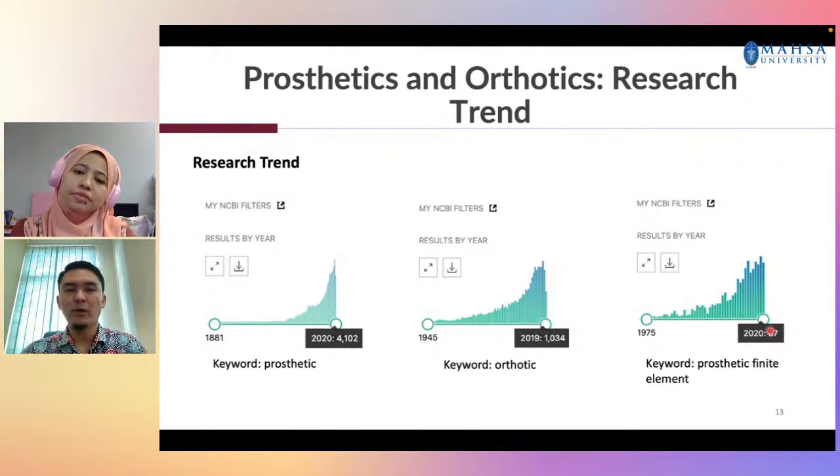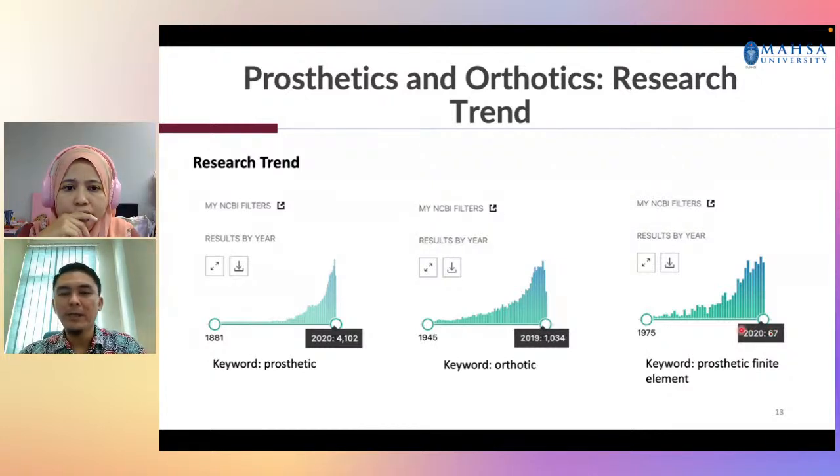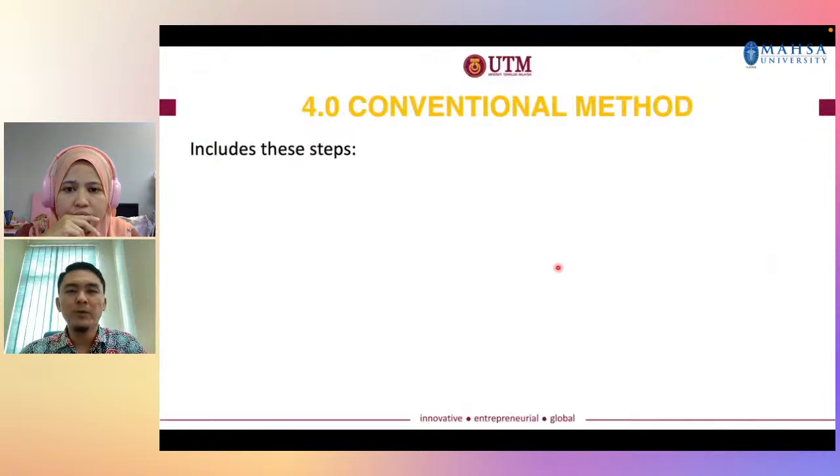Okay, so in overview, we can see that research trend is going on, okay, and keep increasing, meaning that there are some demand available from there, okay, to make sure that we provide the best solution for the patient. Okay, for the conventional method, this is the thing that I want to show you on how we develop the prosthetic leg between the conventional and also the digital method.